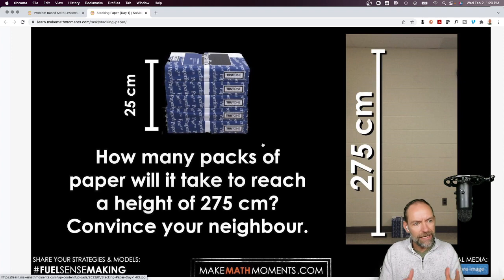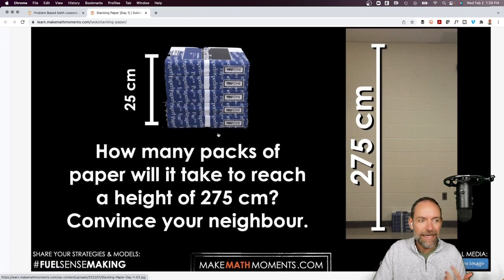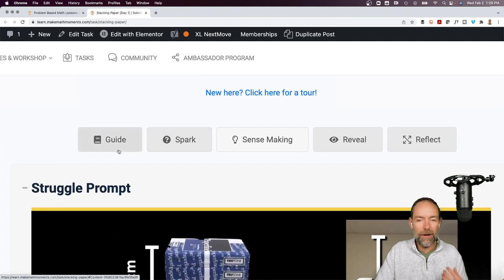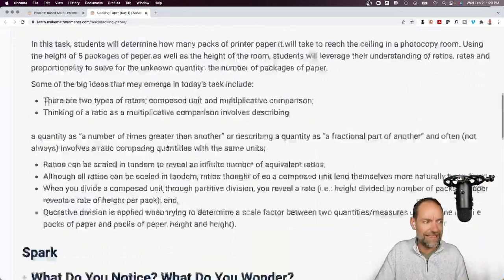But really here, what we're trying to do through this context is create the opportunity for students to scale in tandem in a multiplicative way without necessarily jumping to a proportion. The idea of a proportion may emerge. However, here we really want students to use mathematical models and strategies in order to emerge this idea.